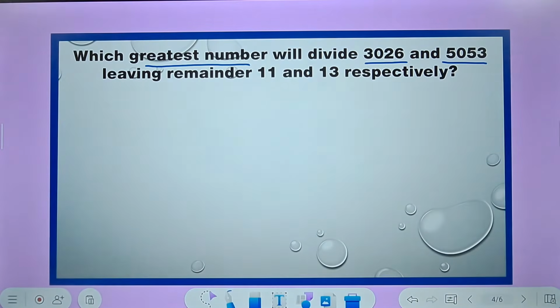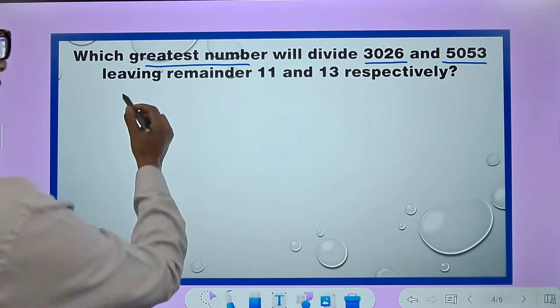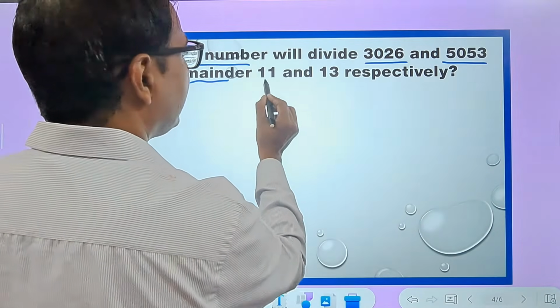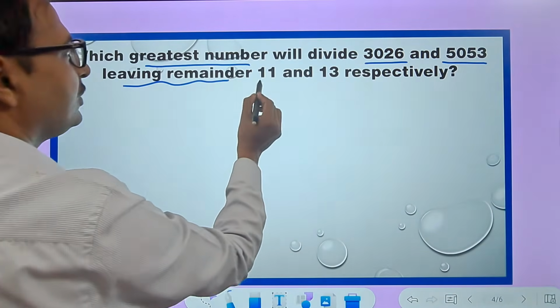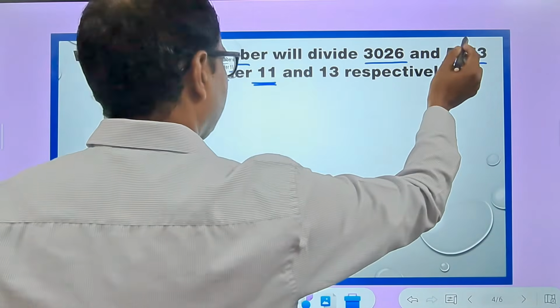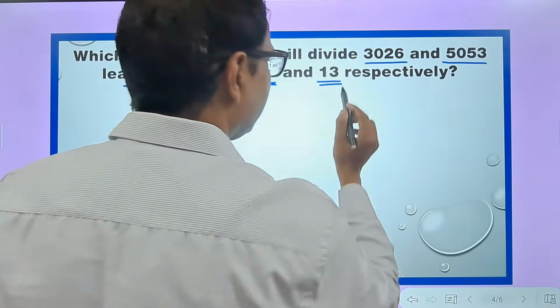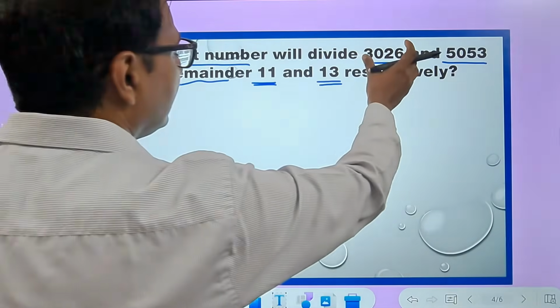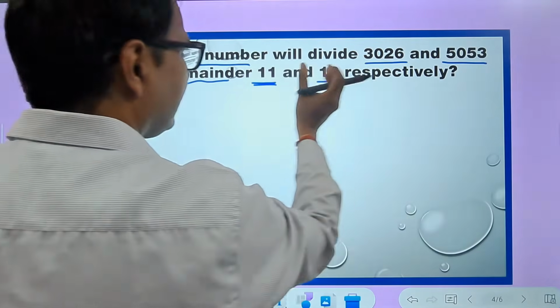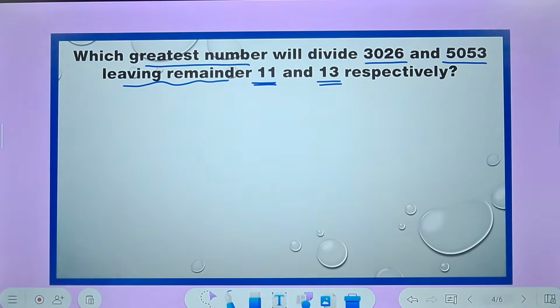So we need to understand that we are dividing 3026 and 5053 and leaving remainders. So there are different remainders. When you divide 3026 by that number, you get 11 as the remainder, and when you divide 5053 by that number, you get 13 as the remainder. Now we need to find the greatest number that will divide. So obviously that will be a small number which will divide this and this, leaving 11 and 13 as remainders.